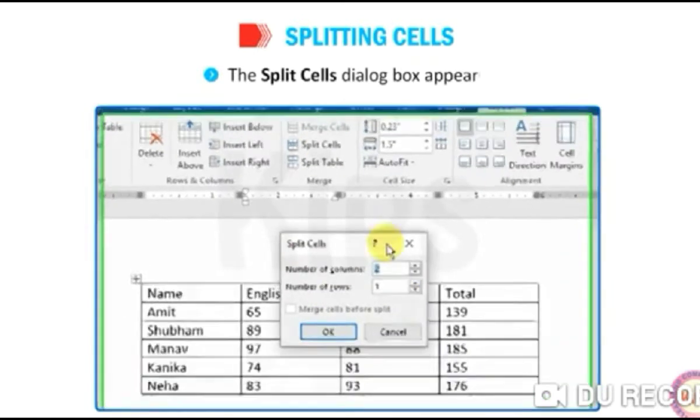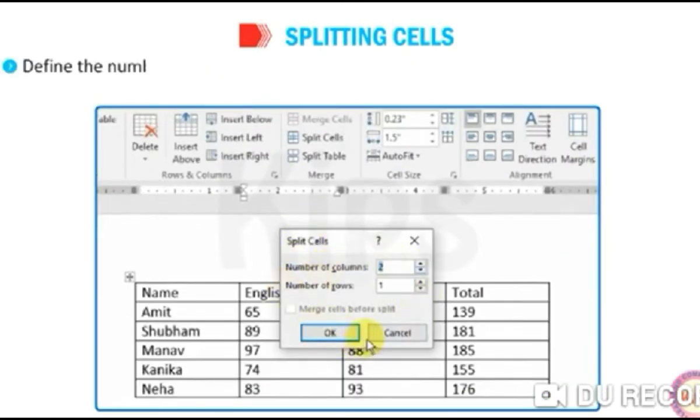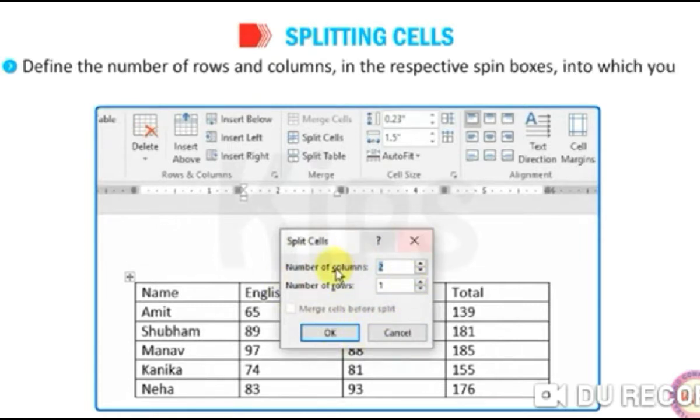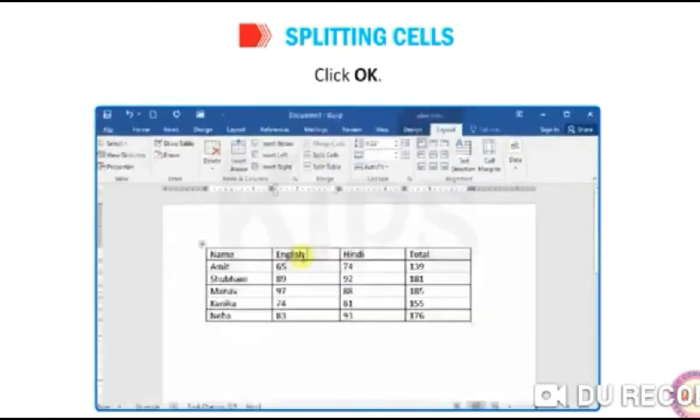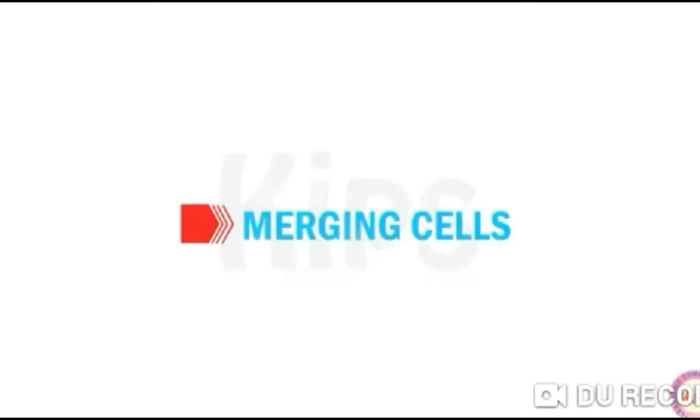Here you can see the split cell dialog box appears. Define the number of rows and columns. Here you can see I've set 2 columns and 1 row. You can define the number of rows and columns, then click OK button. And you can see there are 2 columns now in one cell.